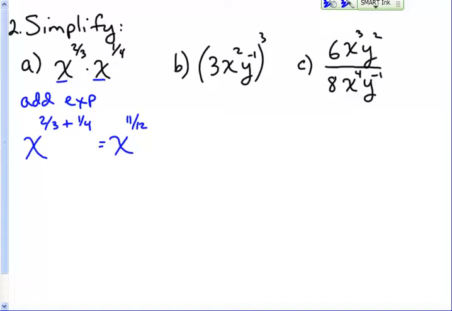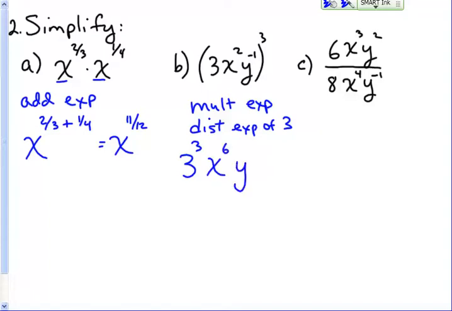Here we have an exponent on the outside of a parentheses. It's called a power to a power, and we want to multiply the exponents. And we also have to distribute the exponent of 3 to everything in the parentheses. So my first step is I would have 3 cubed. And then on the x, I have to multiply 2 times 3, so I get 6. And for the y, I have to multiply 3 times negative 1, I get negative 3.